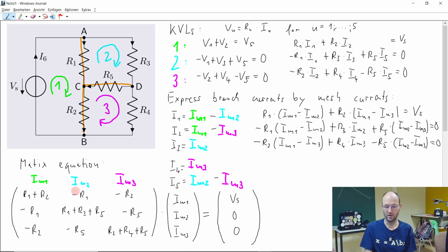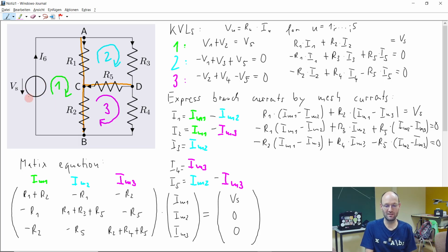Okay, so on the off-diagonal elements, we have the coupling resistors between 2 meshes multiplied with the direction. If they are opposite, it's negative. If they have the same direction, it's positive. And so on the right side in this source vector, we have the sources in each mesh, and we have just one source, and this is in the first mesh.